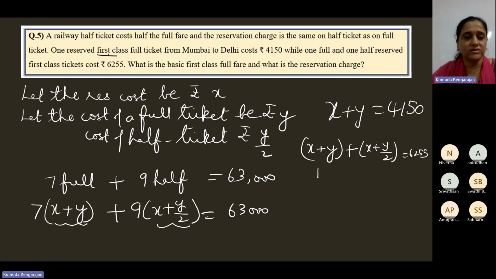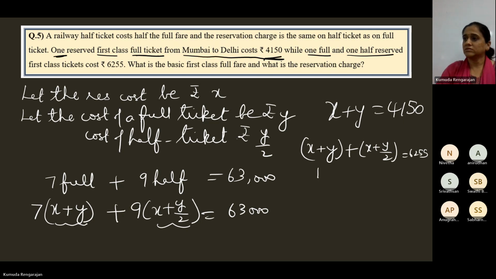First, leave all this. So 1 full ticket from Mumbai to Delhi costs so much. Only 1 full ticket. And the next one is 1 full and 1 half. Clear, right?